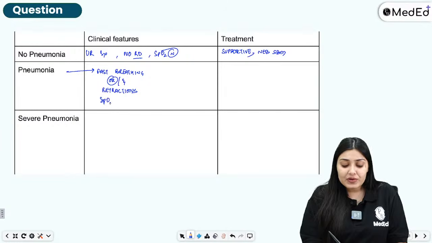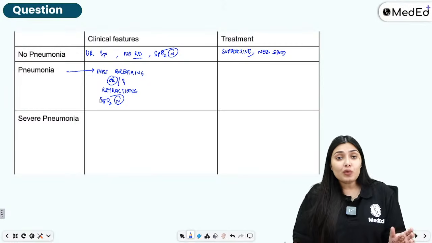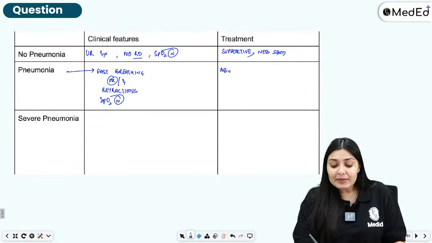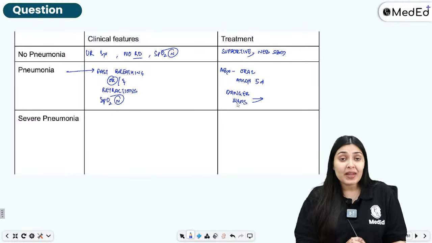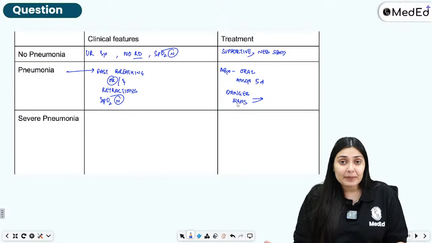Here the saturation is again normal. So here I know there is some respiratory distress, there is pneumonia. So here we give antibiotic, but this antibiotic is oral antibiotic at home. We add amoxicillin for 5 days and we tell the caregiver about the danger signs. That if danger signs happen, please report back to the emergency. And we also follow back after the 5 days course of antibiotic.